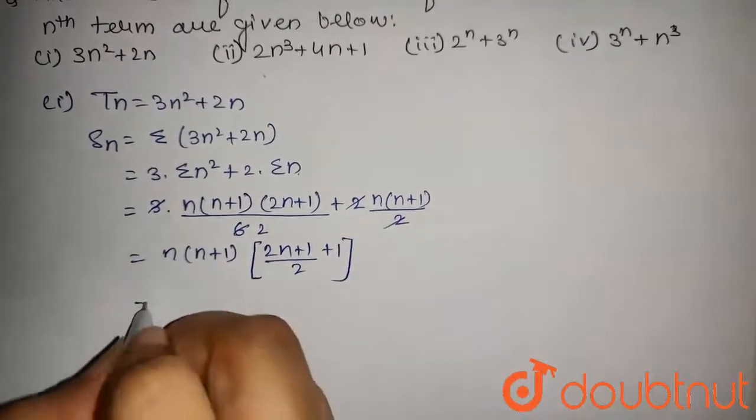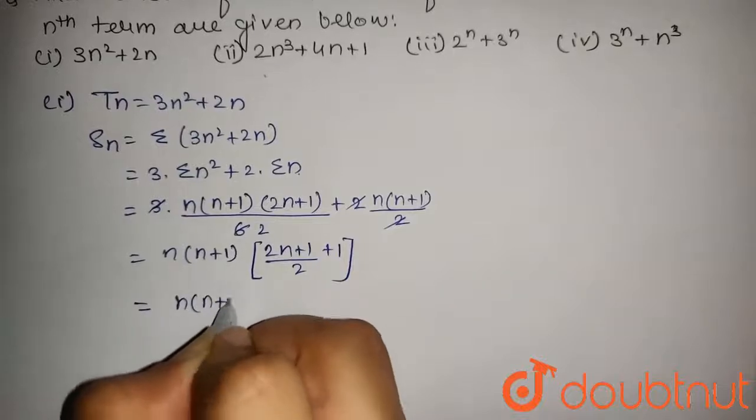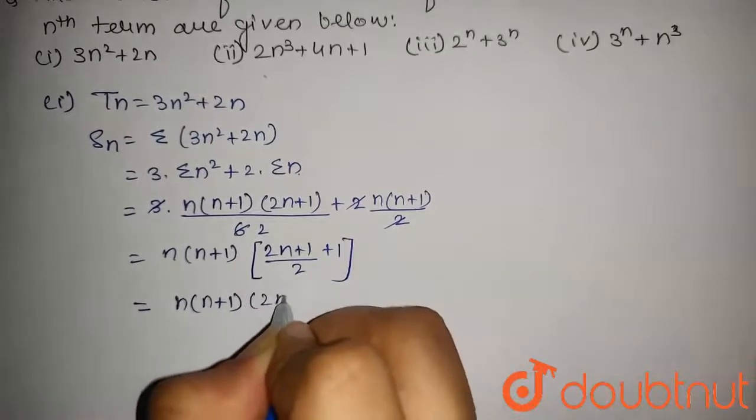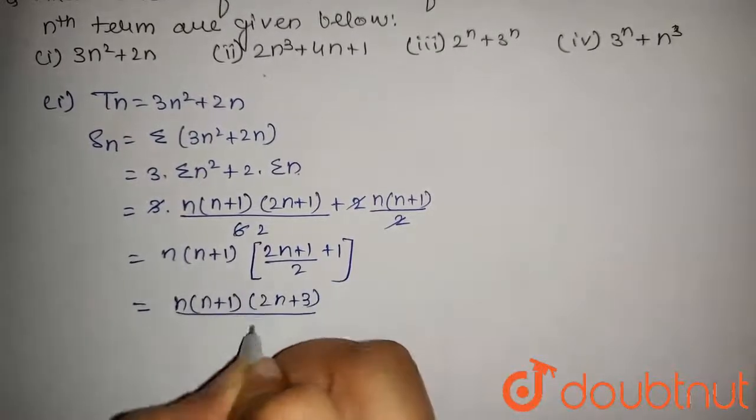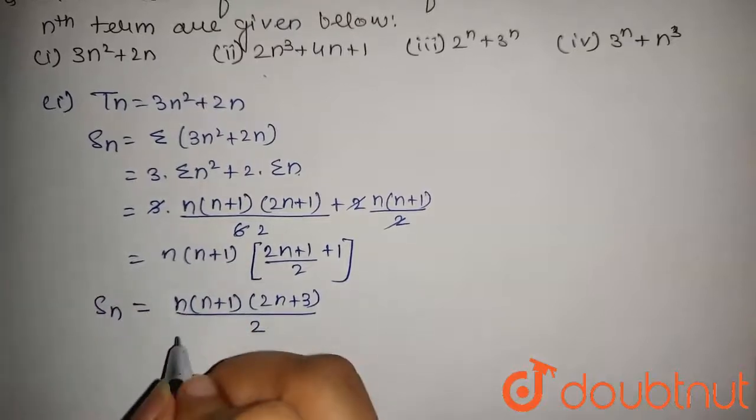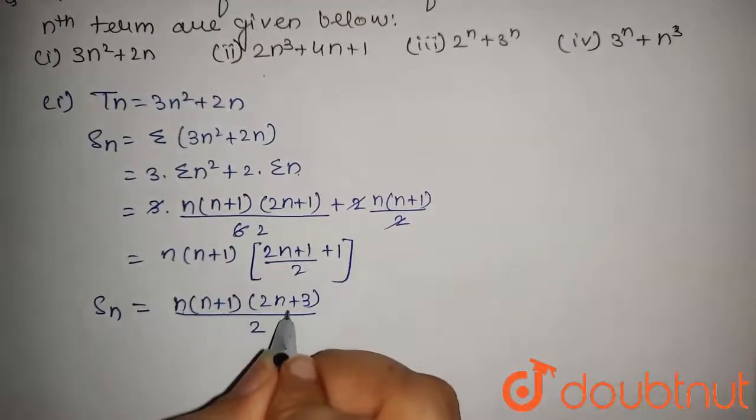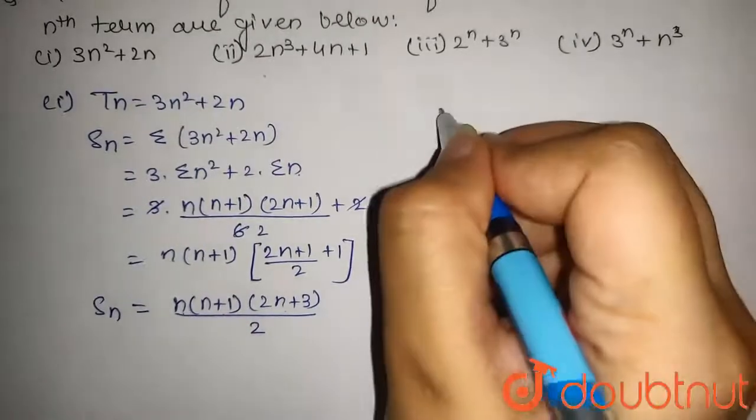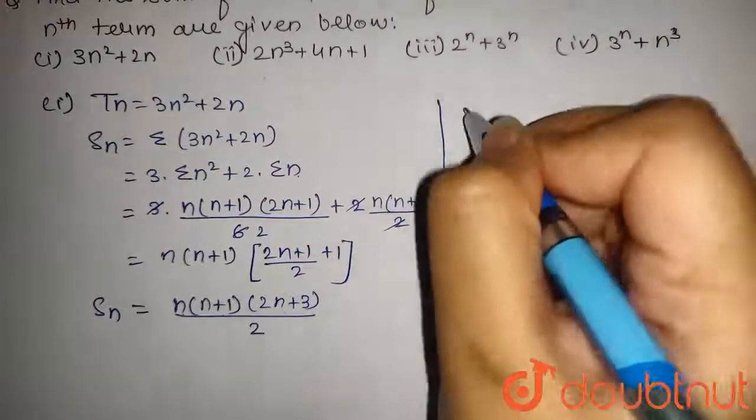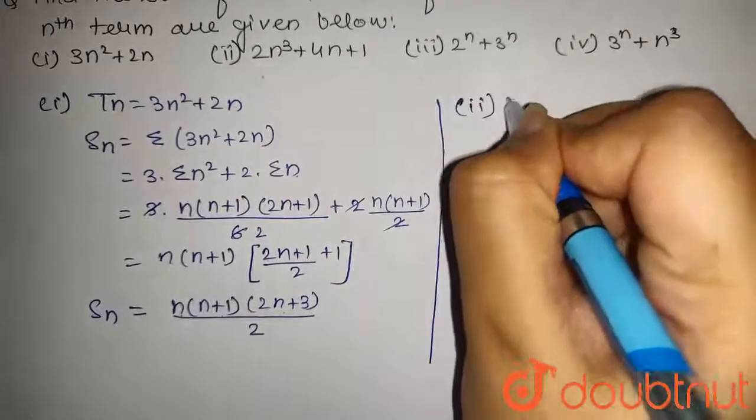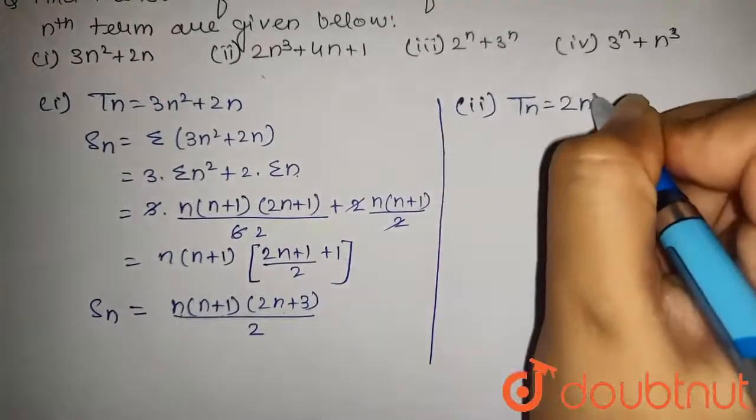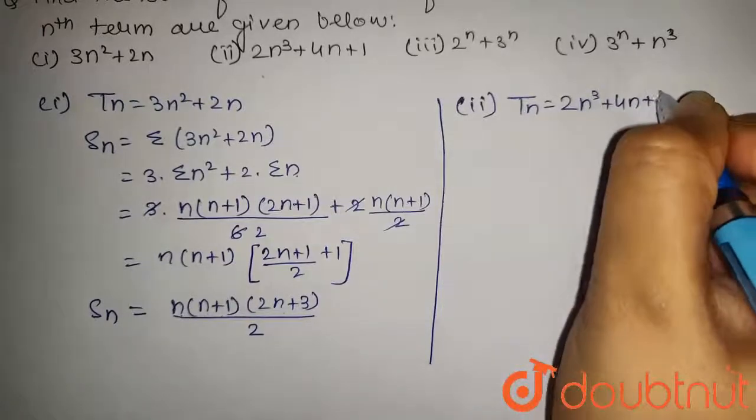On solving this, we get n into n plus 1 into 2n plus 3 upon 2. So the sum of this series is n into n plus 1 into 2n plus 3 upon 2. Now the second part says the nth term is 2n cube plus 4n plus 1.